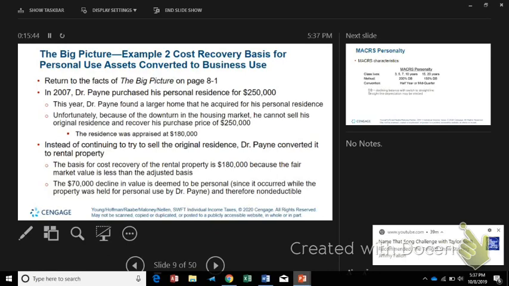So the basis in that rental property is going to be $180,000. So he still kind of is recognizing, in a sense, a bit of a loss. Because now, I guess he isn't. When he goes to sell that rental property, though, the adjusted basis in that property is now going to be $180,000. So that's going to help him when he sells it. Now, in his mind, he's still losing money, but the gain will be at a lower amount.